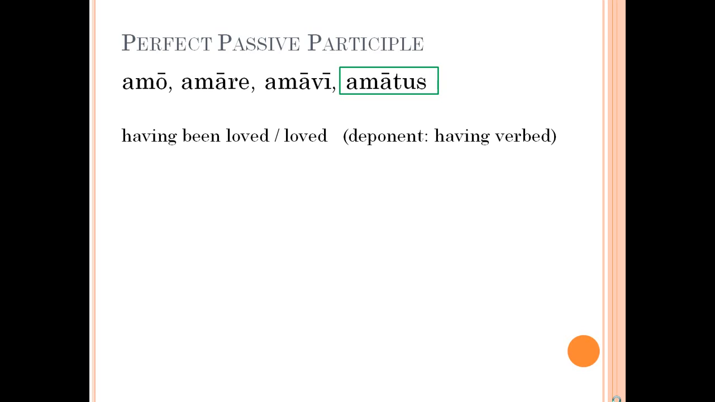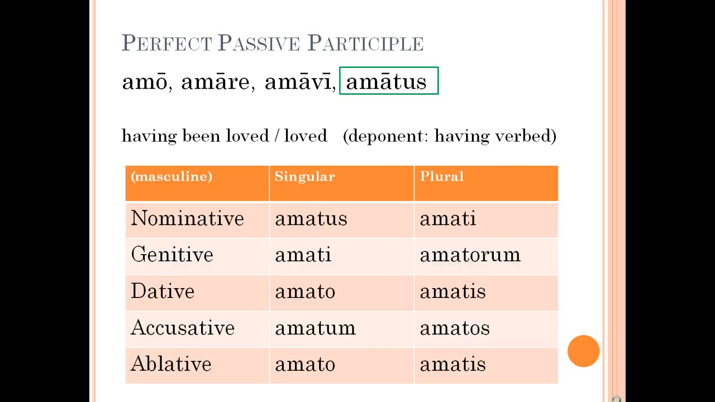For example, loquor, "to speak," is deponent. So you can say locutus, "having spoken." And this only works for deponents. To change this, you just change it like a normal adjective. You change it to match the noun it describes in gender, number, and case. So we don't have to do anything special with the perfect passive participle.